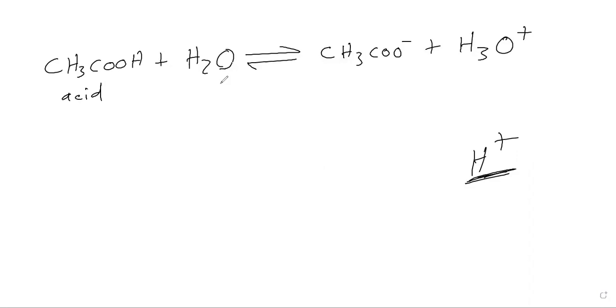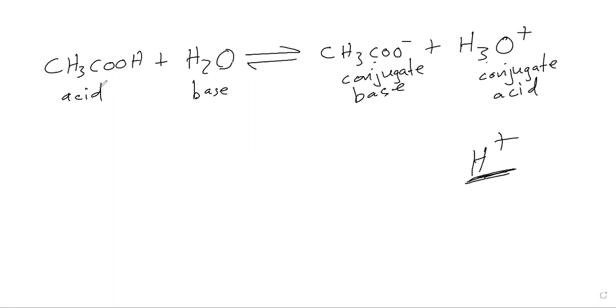If we look at the reverse reaction, which of these two will donate a proton? Will this donate a hydrogen, or the hydroxonium ion? The hydroxonium ion. So that's your conjugate acid. And this will accept the proton, so it is the conjugate base. So in the forward reaction, ethanoic acid is the acid, water is the base.